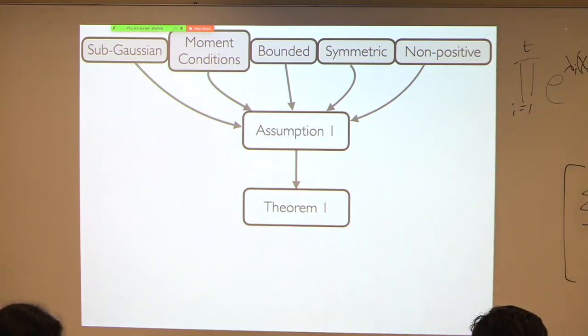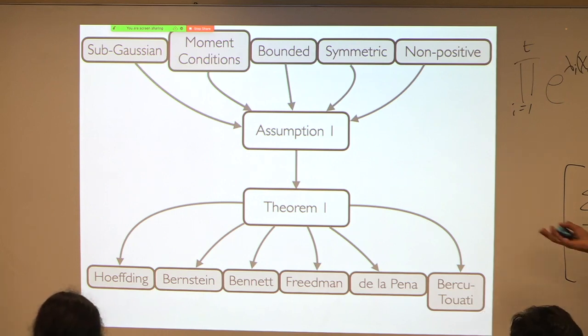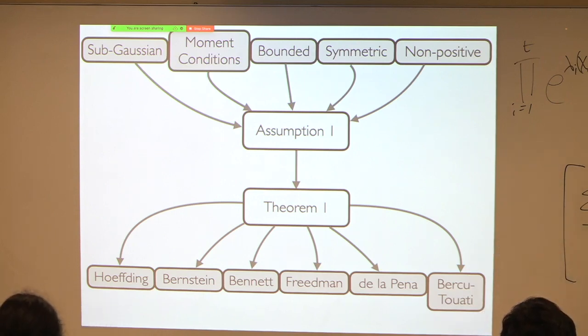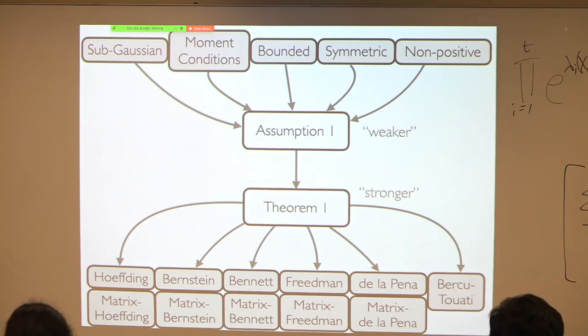And the nice thing is our theorem is stronger than many other existing famous named theorems in the literature. If you've heard of Hoeffding, Bernstein, Bennett, Freedman, de la Peña, things of that kind, that single theorem is stronger than all of those, and all of their matrix versions: matrix Hoeffding, matrix Bernstein, matrix Freedman, all of these. So assumption 1 is weaker than all of those, meaning it's implied by all of them, and theorem 1 is stronger than all of these.